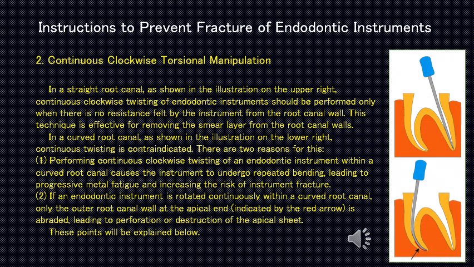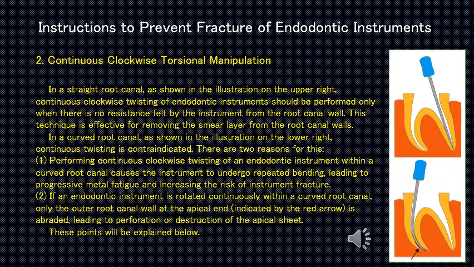2. Continuous clockwise torsional manipulation. In a straight root canal, as shown in the illustration on the upper right, continuous clockwise twisting of endodontic instruments should be performed only when there is no resistance felt by the instrument from the root canal wall. This technique is effective for removing the smear layer from the root canal walls. In a curved root canal, as shown in the illustration on the lower right, continuous twisting is contraindicated. There are two reasons for this.